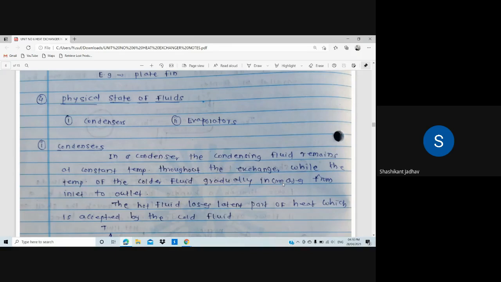In a condenser, the condensing fluid remains at constant temperature throughout the exchanger, while the temperature of the colder fluid gradually increases from inlet to outlet.